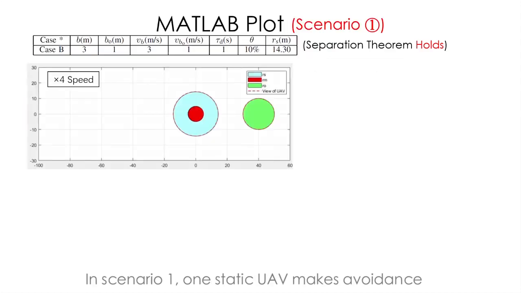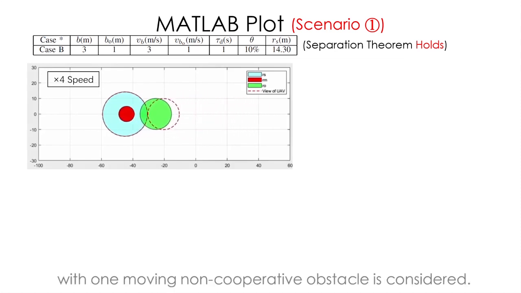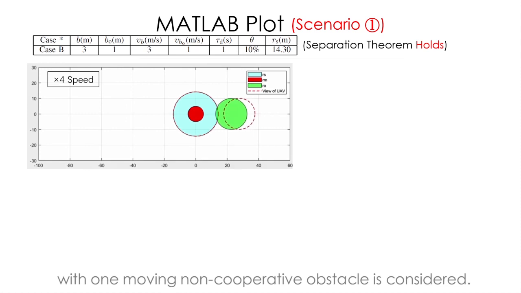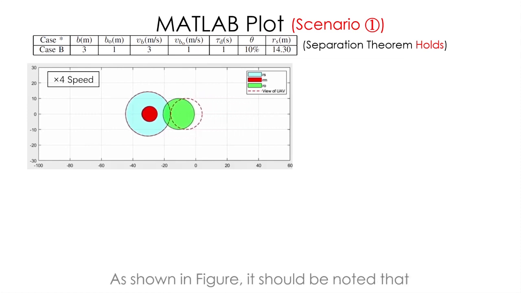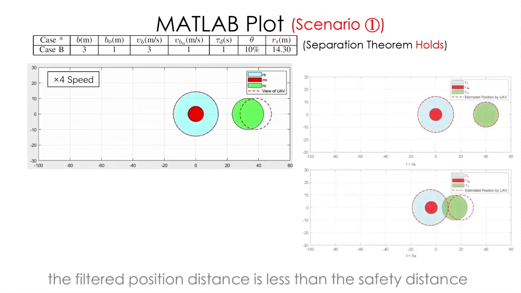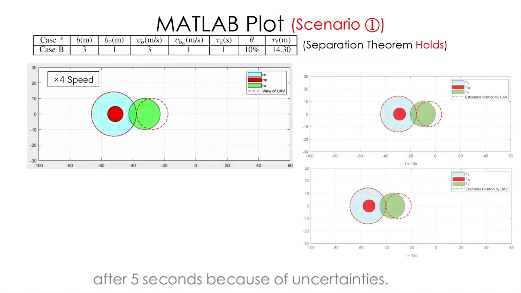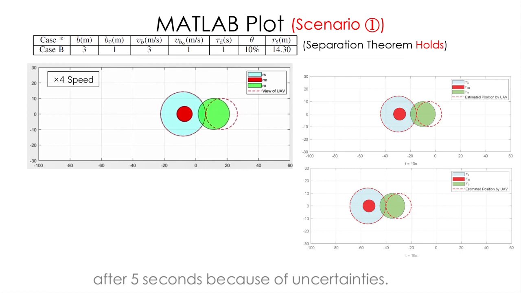In scenario 1, one static UAV making avoidance with one moving non-cooperative obstacle is considered. As shown in the figure, it should be noted that the filtered position distance is less than the safety distance after 5 seconds because of uncertainties.